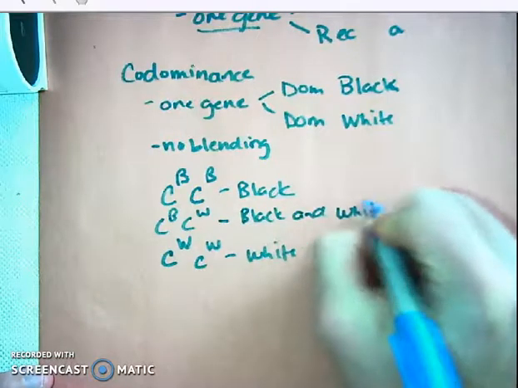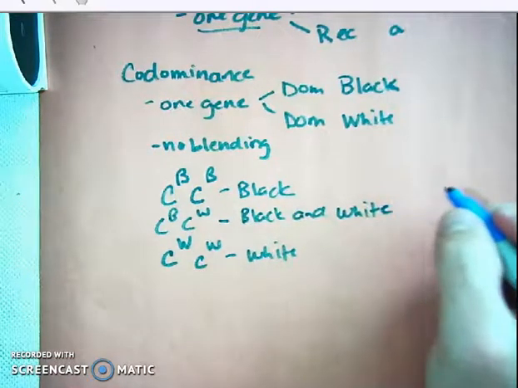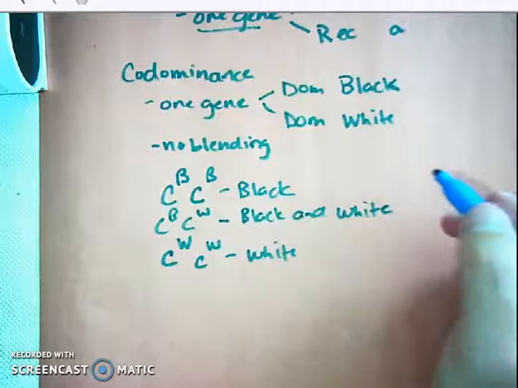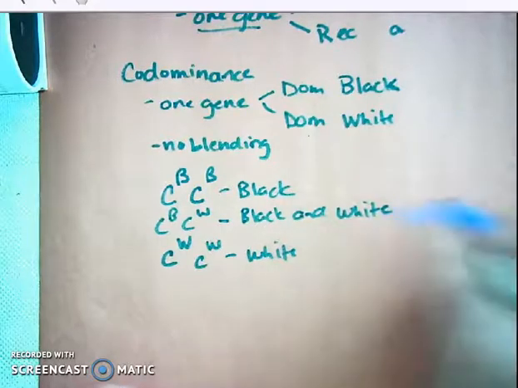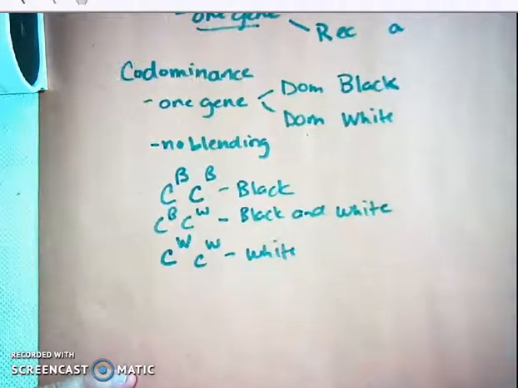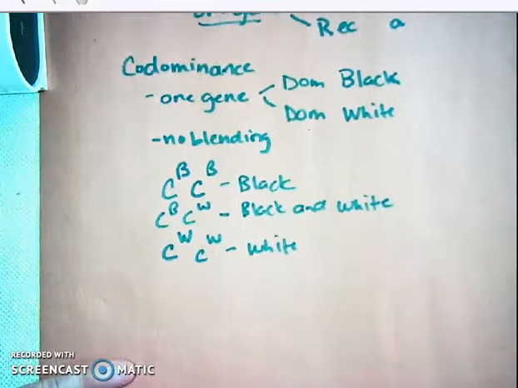So you might think, is this like spots? Chickens I don't think have spots, but you could think of it as some of the feathers would be black, some of the feathers would be white. They stay independent of one another. But my goal is for you to make sure you have one example that makes sense to you.